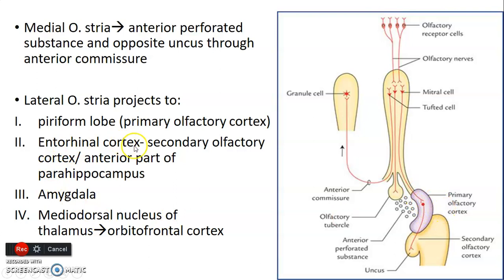It also projects into the entorhinal cortex, which is the secondary olfactory cortex. Where is it found? The anterior part of parahippocampus. Then the lateral stria also projects onto the amygdala and also the mediodorsal nucleus of the thalamus, okay, through the orbitofrontal cortex.